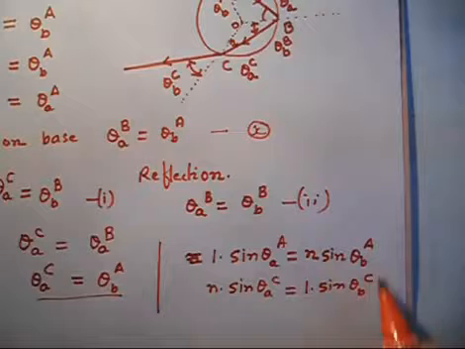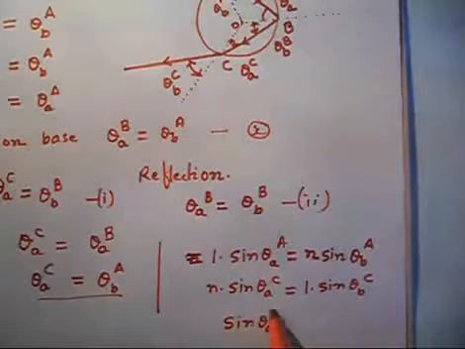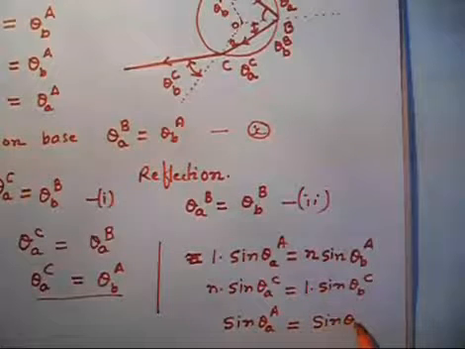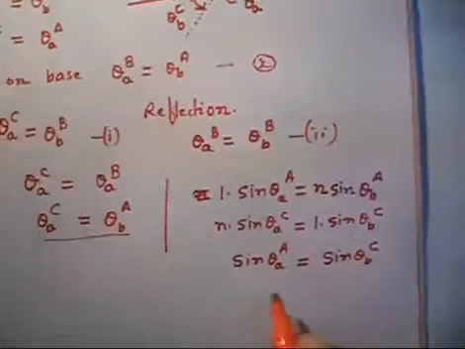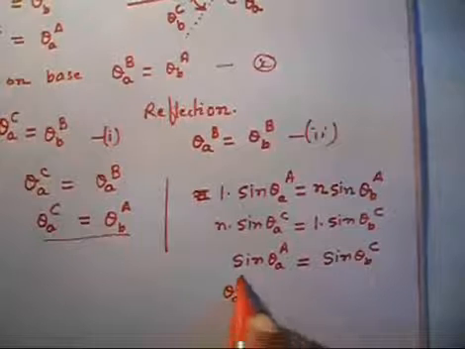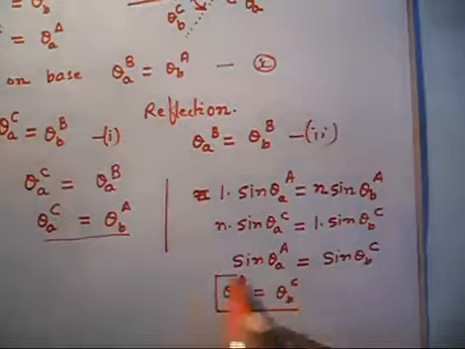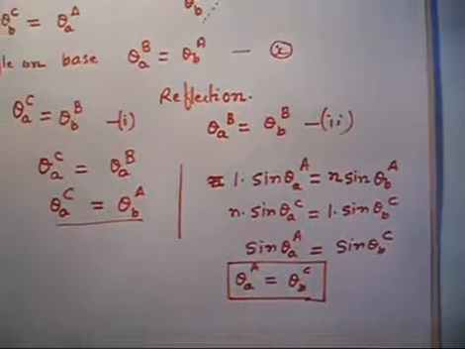Now if I combine these two equations, I can write sin theta A at A is the same as sin theta B at C. So this means theta A at A is equal to theta B at C. So this is the result we can always write. Now this is the first part, the easy part.